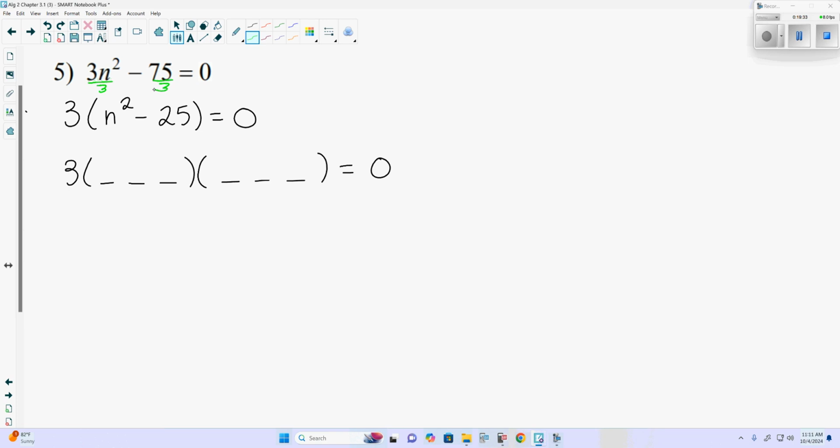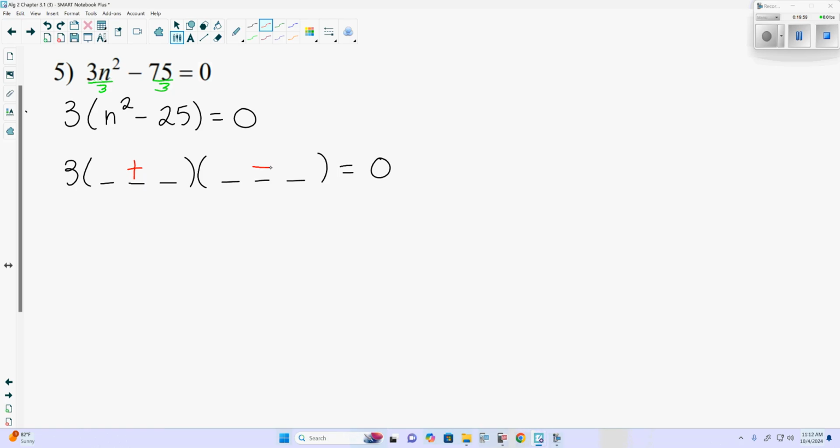Now the first and third, it doesn't seem like first and third, but our n squared is still the first, 25 is still the third. So when we find the signs, 25 is our third term, and the sign is negative. That means our signs in the parentheses are opposite. One's going to be positive, one's going to be negative.